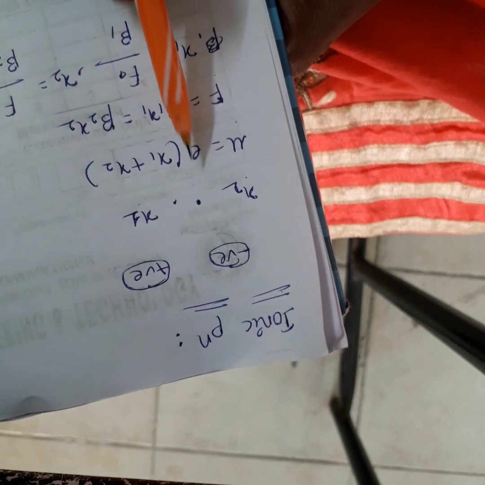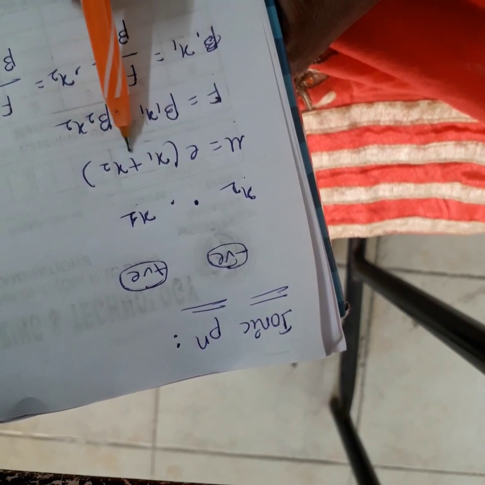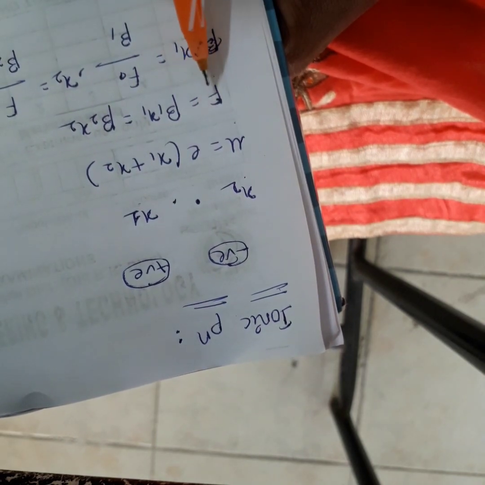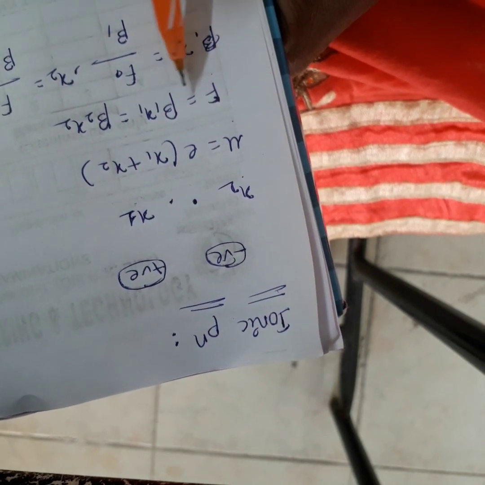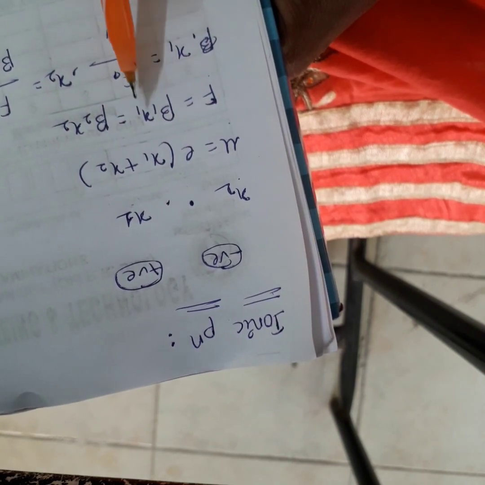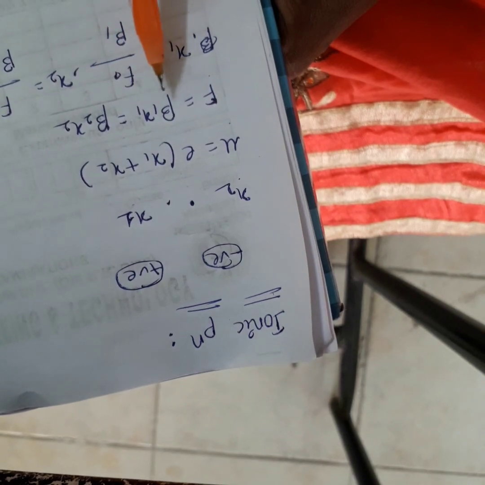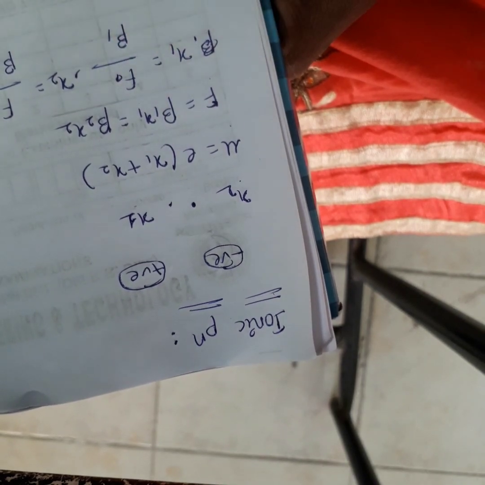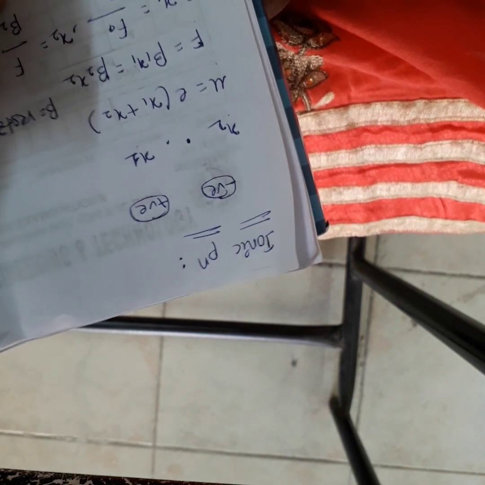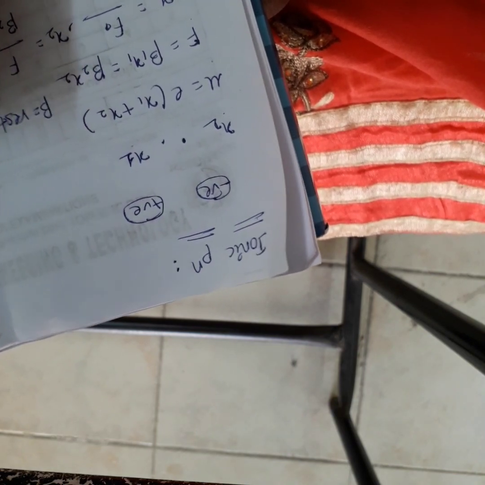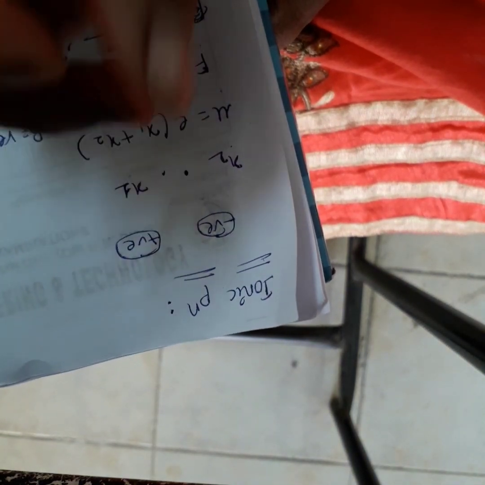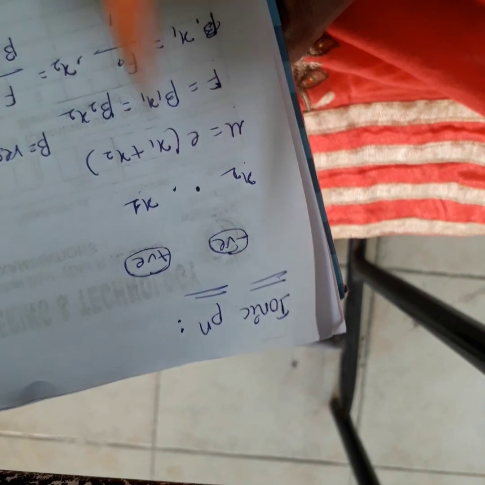E means charge of an electron, and x1, x2 are the distances from the center position. Here we know that F is equal to m into a, mass into acceleration. Here acceleration we are taking as x1, and beta is called the restoring force, which is used to bring the cation and anion into the same position.